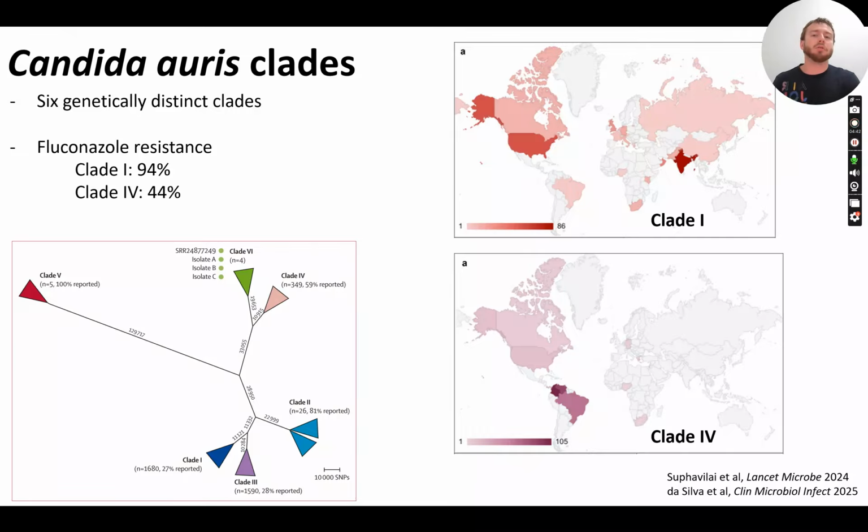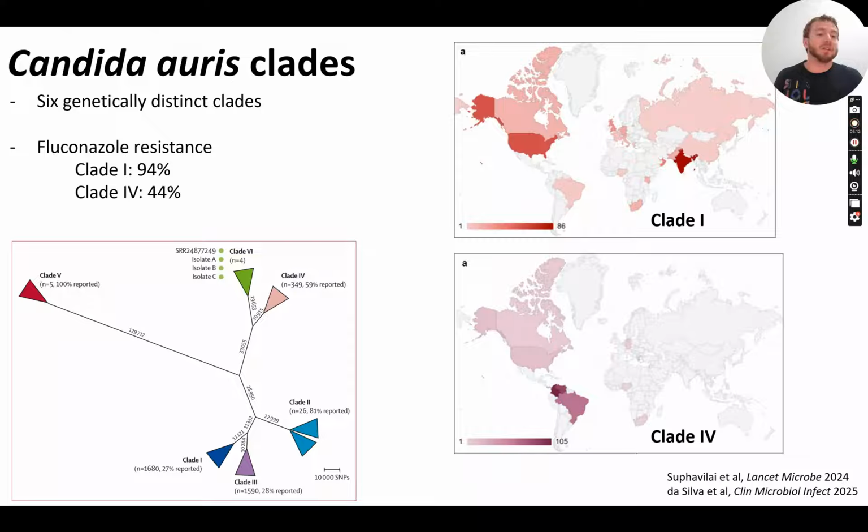But of course, the most classic example when we are talking about population structure is Candida auris. With genotyping, we now know that there are 6 genetically distinct clades. And each of those clades behave quite differently actually. And here you can see, for example, the prevalence of clade 1 and 4. Clade 1 is highly prevalent in South Asia, while clade 4 is highly prevalent in the Americas. The fluconazole resistance rates differ a lot.